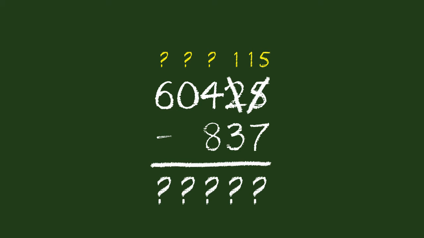Now we can subtract 15 minus 7 in the ones column. Since 15 minus 7 equals 8, we have 8 for the answer in the ones column.